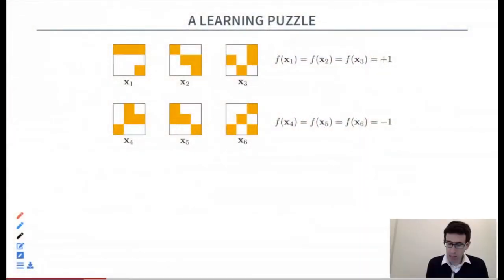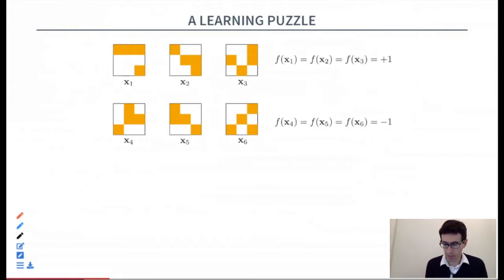So let's play a puzzle together. On that slide here, what you're seeing is 3 by 3 squares, which are colored slightly differently. I color some subset of the 9 subsquares for each of them. Each feature vector here is one of x1 through x6, and I'm assigning a label using a function that you don't know. I know the function, you don't.